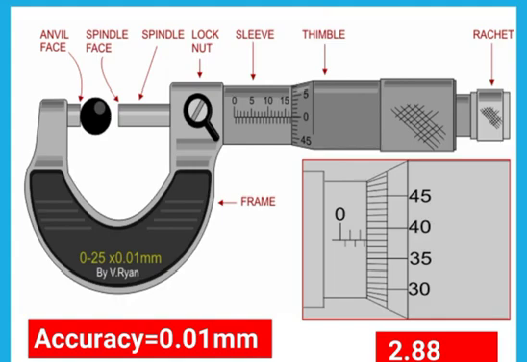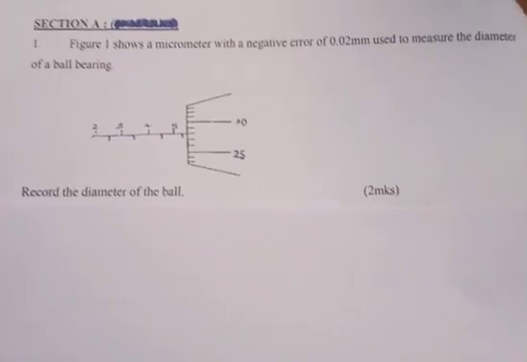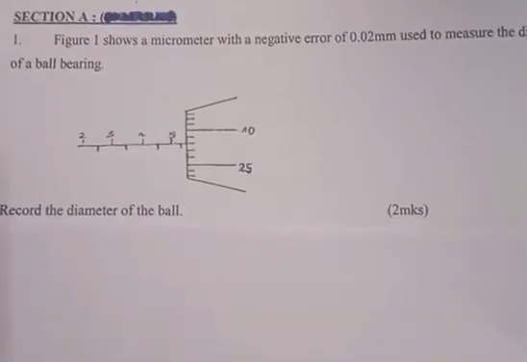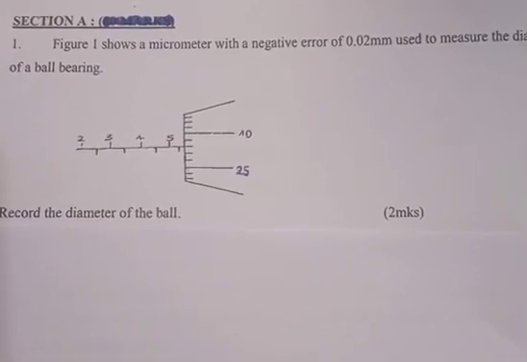So question 1, I have the figure shows a micrometer with a negative error of 0.02 millimeters used to measure the diameter of a ball bearing. Record the diameter of the ball.